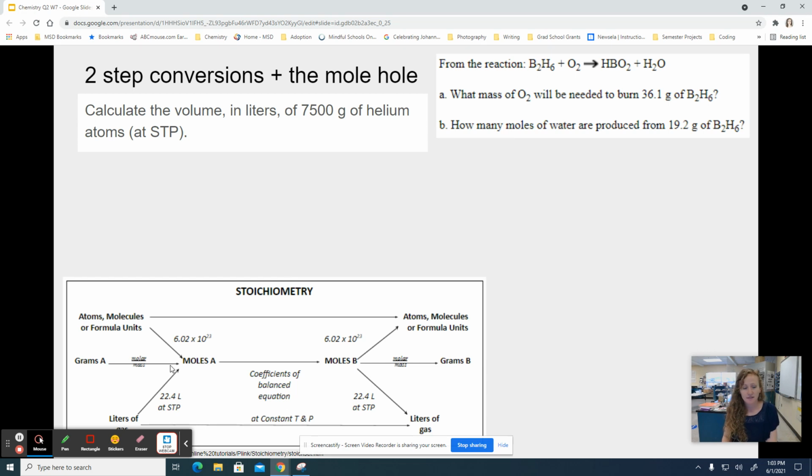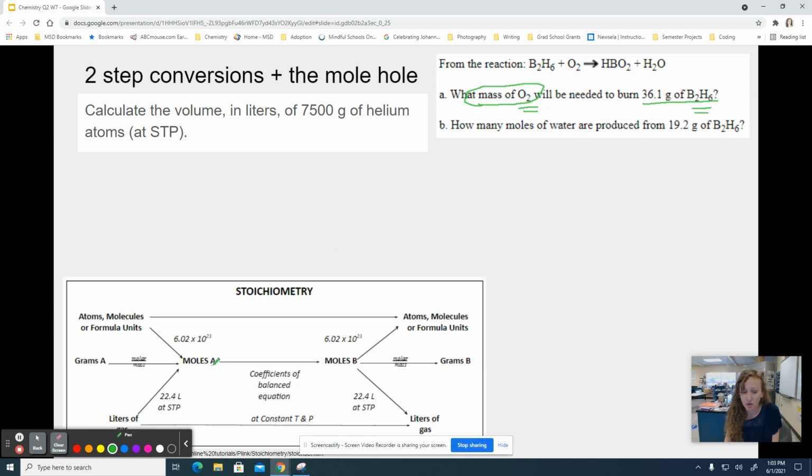This one involves a reaction. Notice we're given a reaction at the top. Okay, so let's look at what they ask us and what they give us. So what mass of oxygen will be needed to burn 36.1 grams of B2H6?